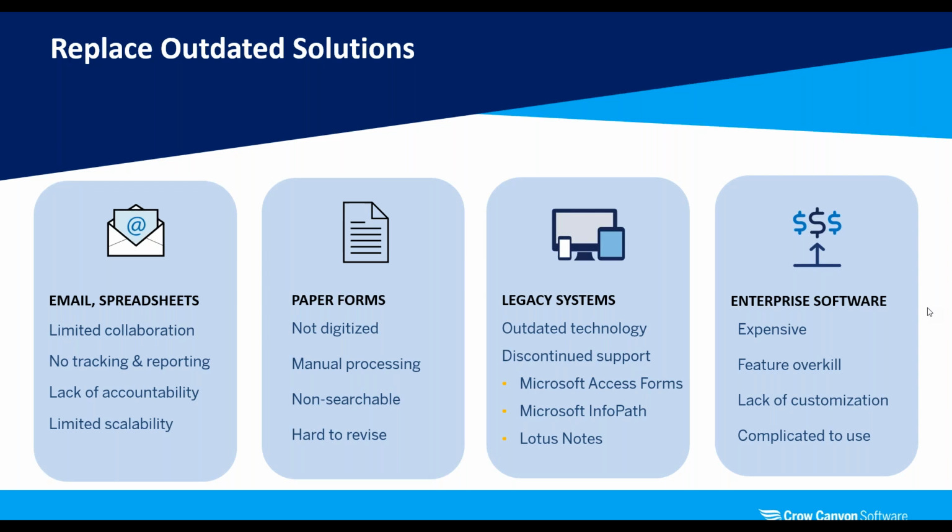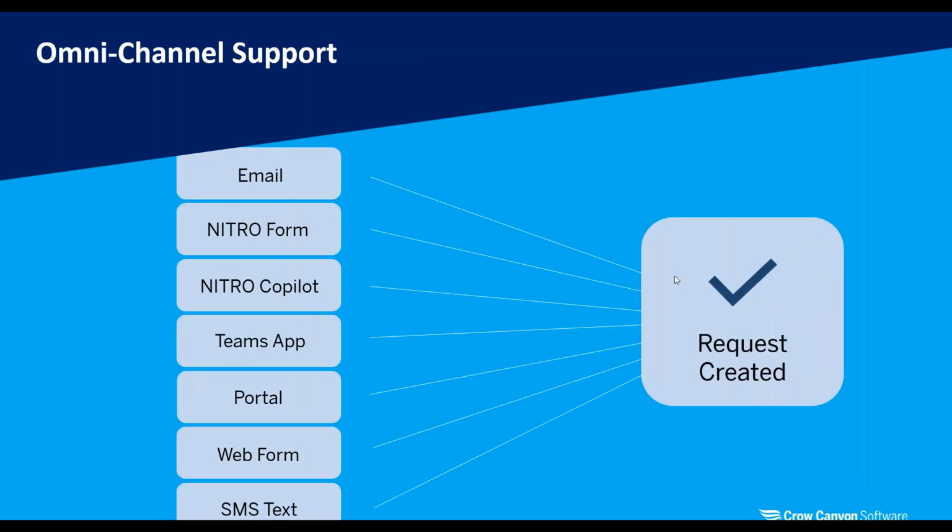And we are using Microsoft 365 and Teams as the primary way to do it, because there are many ways users can submit tickets. They can send in an email, use our Nitro form, use the Copilot I was just showing you, a Teams app, portal, web form, SMS, and tickets can also be generated automatically from automated systems. They become a request, or an inquiry, or a problem, or an issue, whatever you want to call it. Call it a request in general.